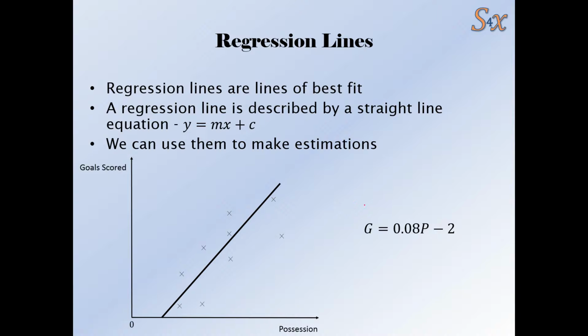So G is the goals scored. So remember, they don't have to be X and Y. You'll quite often see them as different letters. Don't get confused by that. It's just the thing on the Y-axis, which was goals scored, and P was the thing on the X-axis, which was possession. Okay.